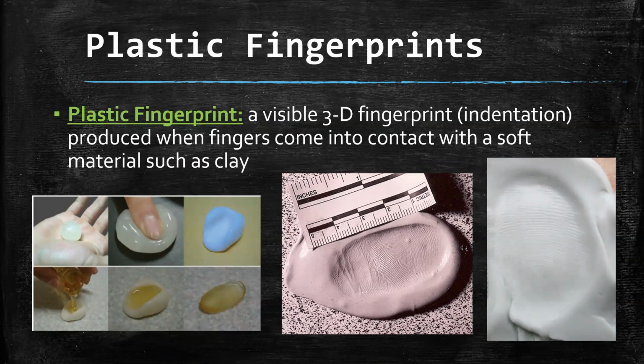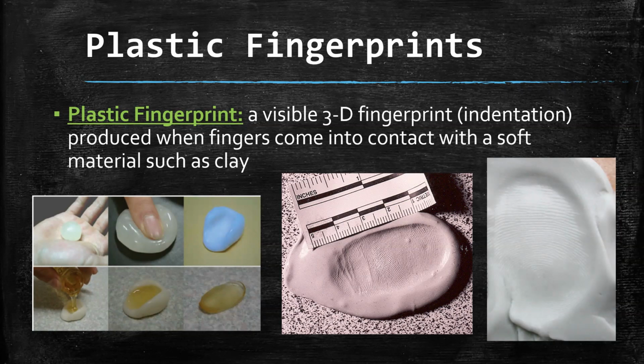Plastic fingerprints are fingerprints that are almost three-dimensional or like an indentation because they're produced when a finger comes into contact with a soft surface. So these aren't as common to find at crime scenes because there's not necessarily soft substances lying around, but maybe there's mud or dirt that someone's put their hand in. Maybe there's putty around a windowsill that's been warmed up by the sun and kind of soft. So think about when you were younger and maybe you had silly putty and you put your fingerprint in it. That's exactly what a plastic fingerprint is.